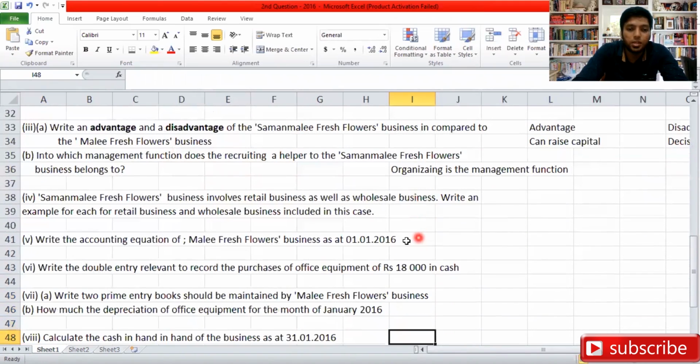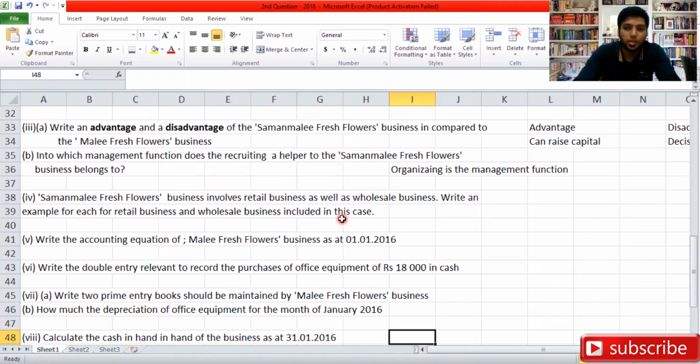Saman Mali Fresh Flowers business involves retail business as well as wholesale business. Write an example for each of retail business and wholesale business included in this case. Now, what you need to understand, there are two types of business in local trade. Those are wholesale and retail. They're asking for a few examples. They're not asking for the definition. Wholesalers are the people who are selling the product for reselling purposes, but retailers are the people who are selling the product for the final end consumption.